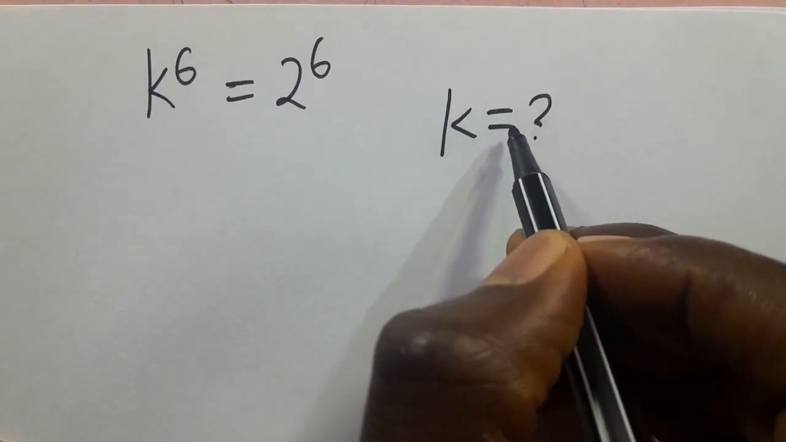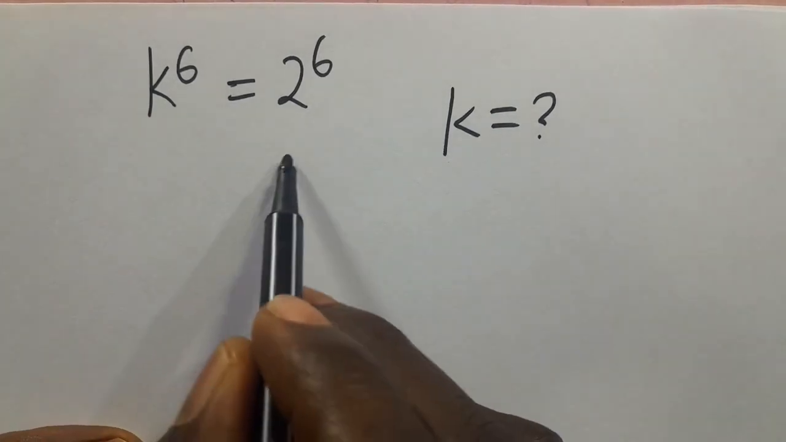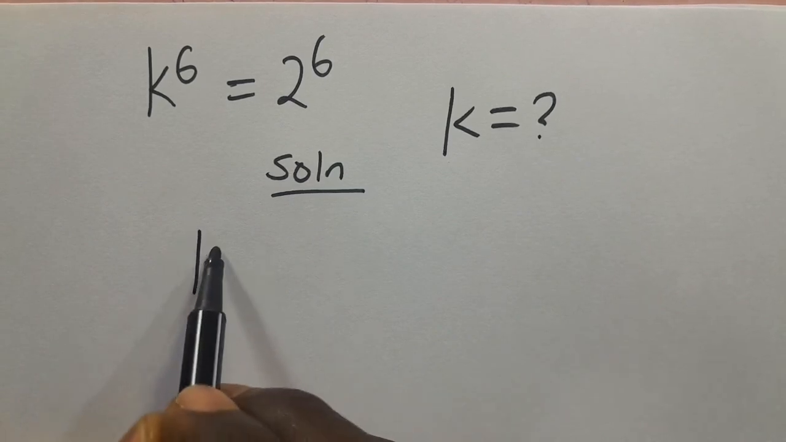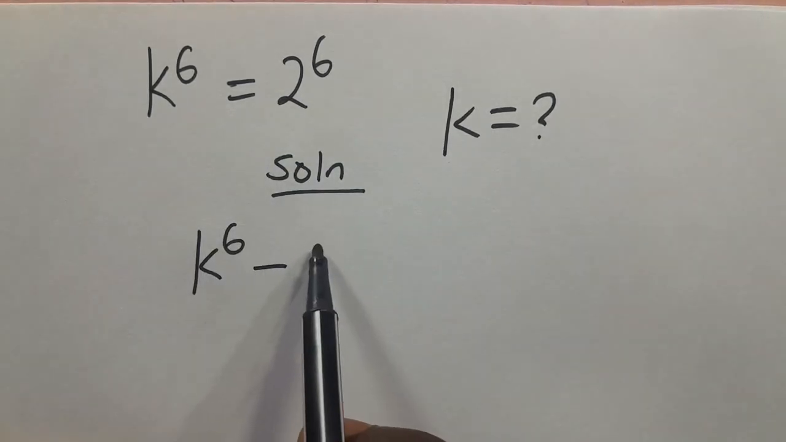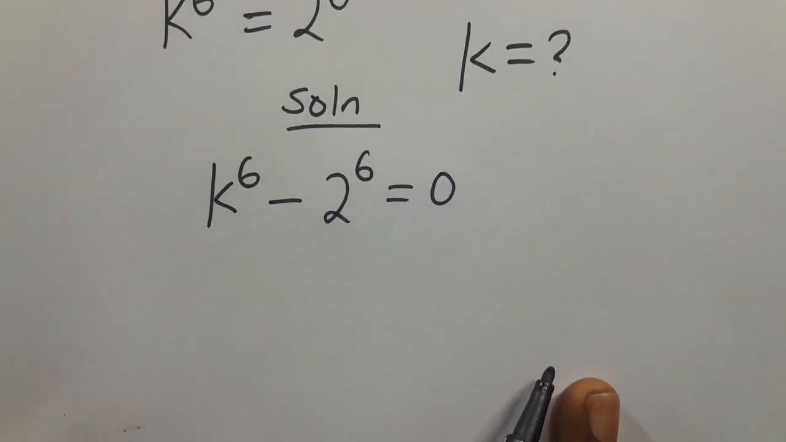Hi, what is the value of k, given that k to the power of 6 equals 2 to the power of 6? So from here, let's have k to the power of 6. Let's take this to the other side as minus 2 to the power of 6. Then let's set everything equal to 0.